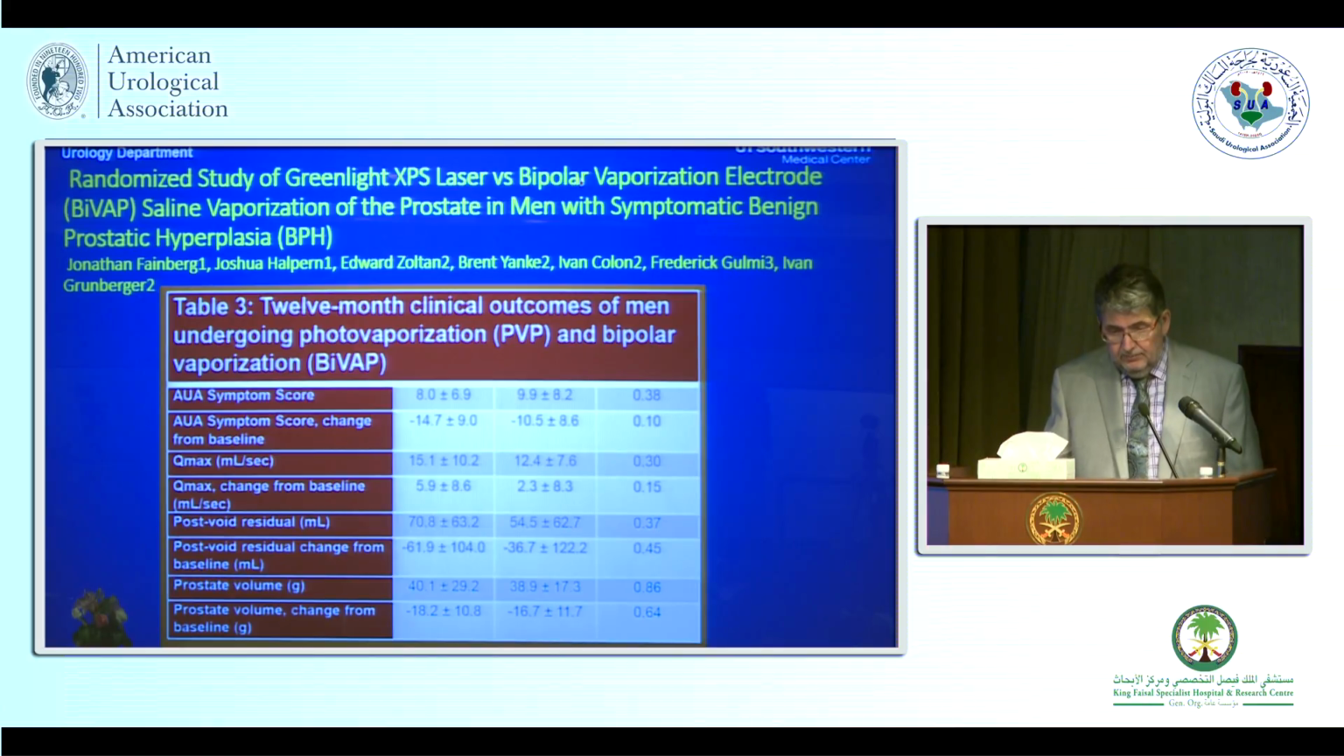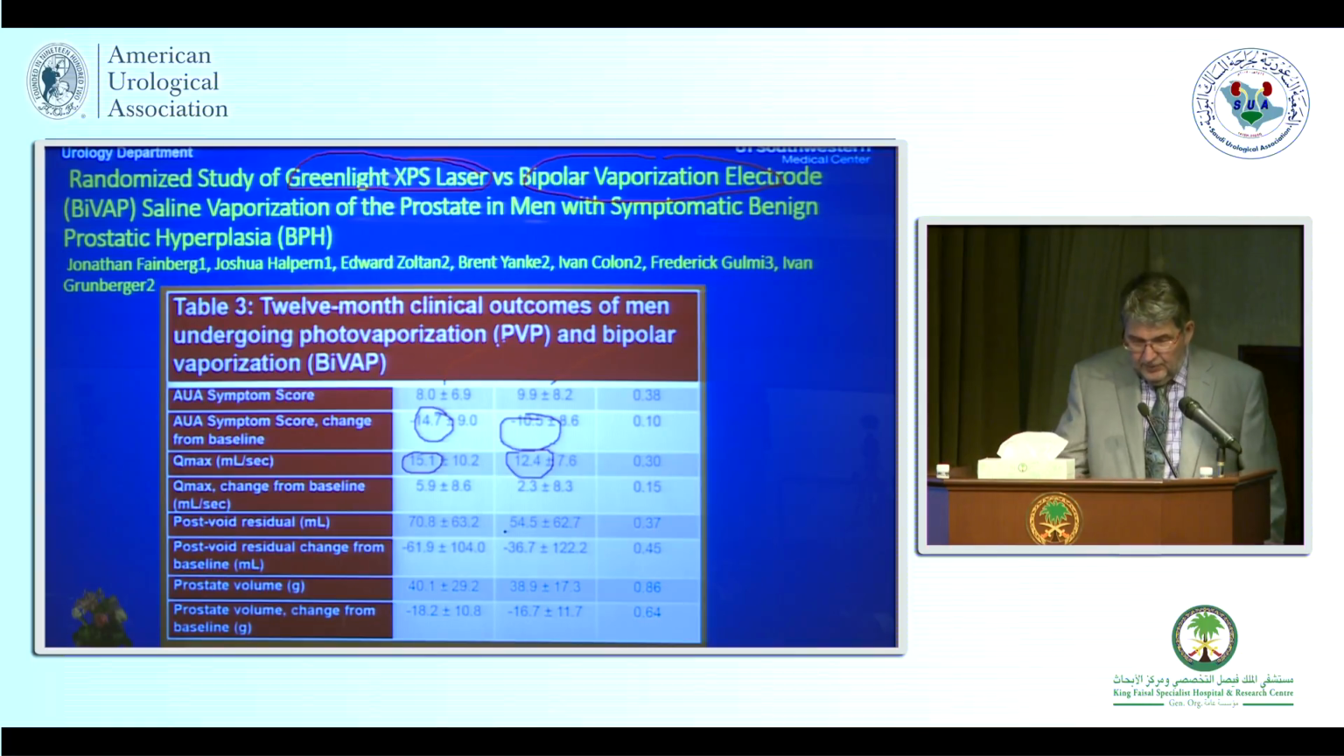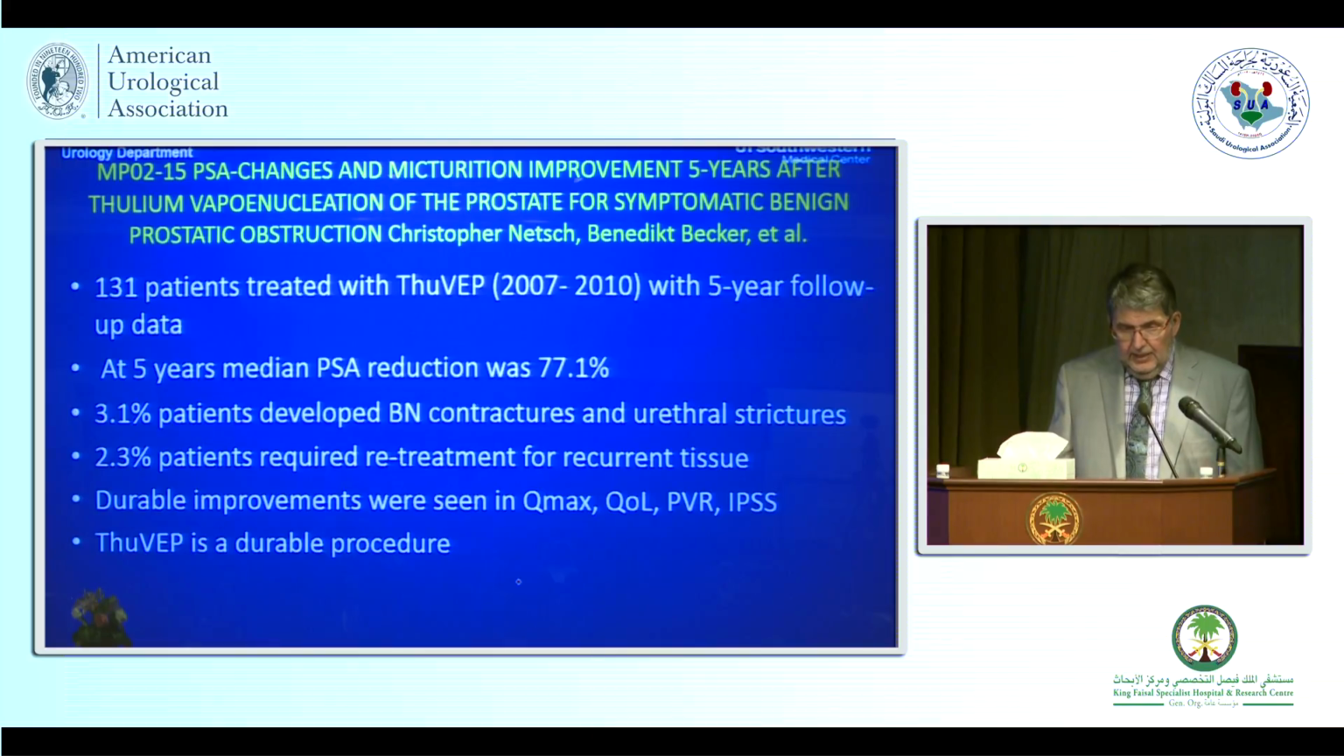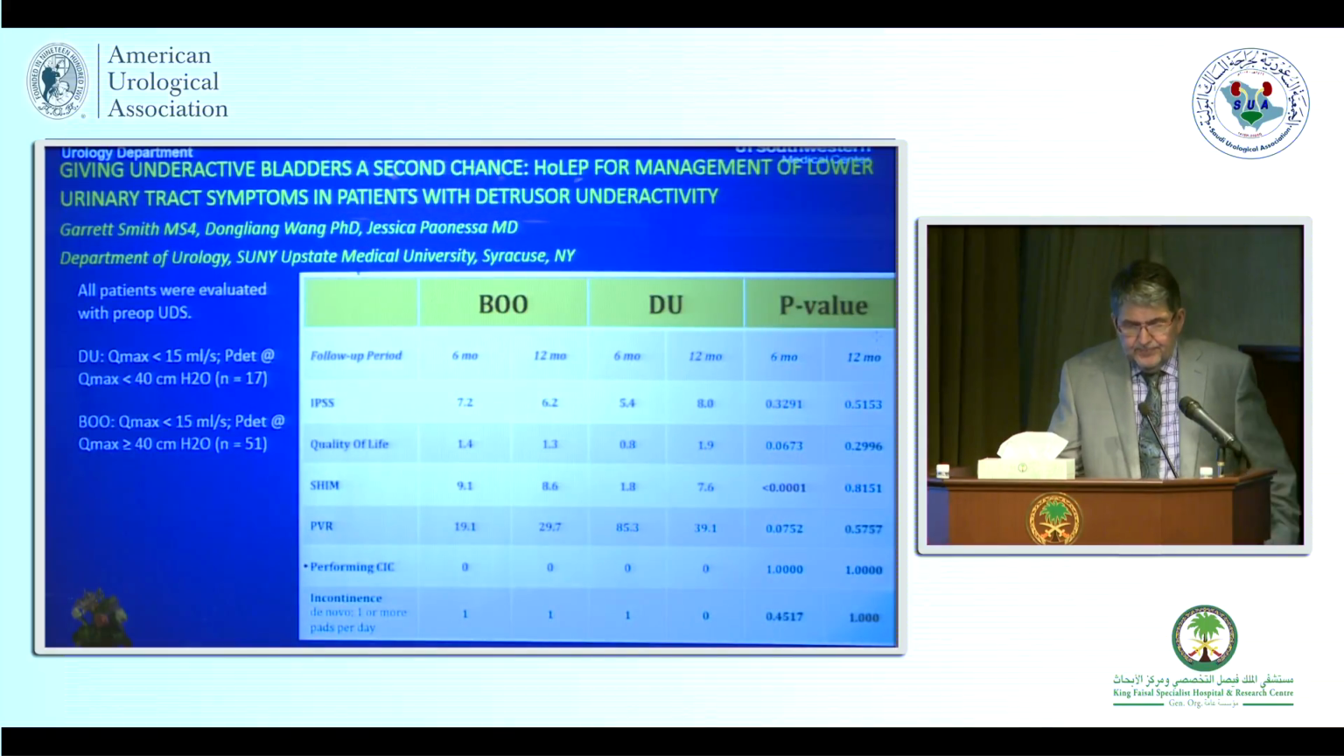This is a comparison, and it's also from Europe, and it compares the 180 watts green light laser with the bipolar vaporization, and it shows very comparable symptom score changes. These are the 2 groups. You can see the symptom score changes. These are the flow rate changes. And the first group is the green light laser, the second is the bipolar, and you can see that both have an equal improvement and an equal improvement in the prostate volume as well. Oh, and not dwell on that.